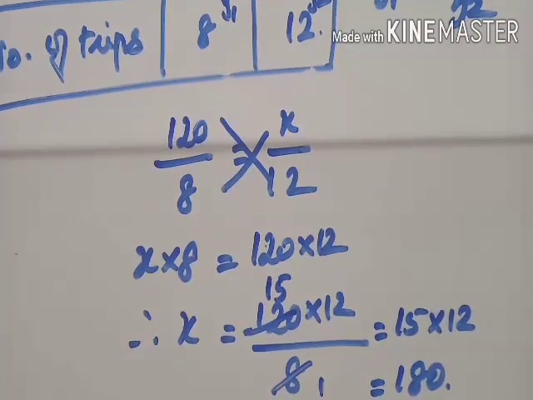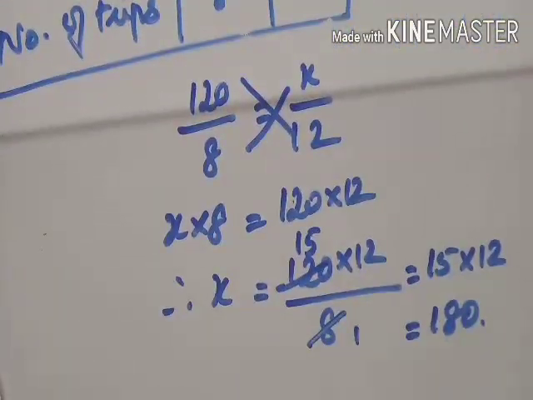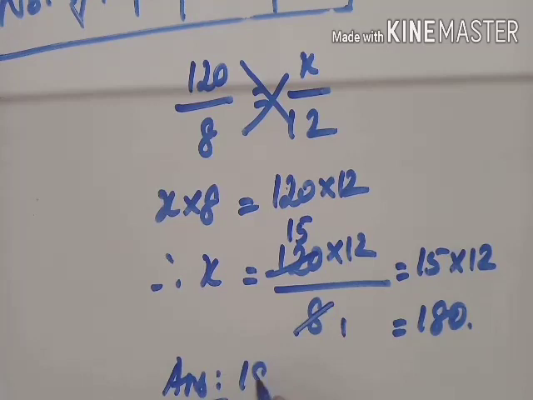So how many people attend the party? 180 people attend the party in 12 trips. So the answer is 180 people. Right.